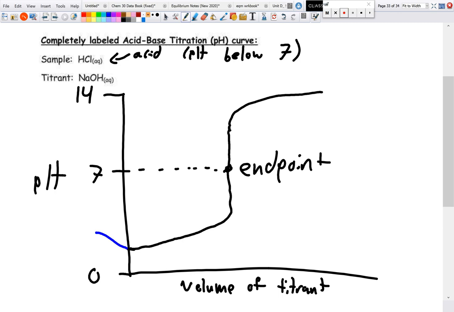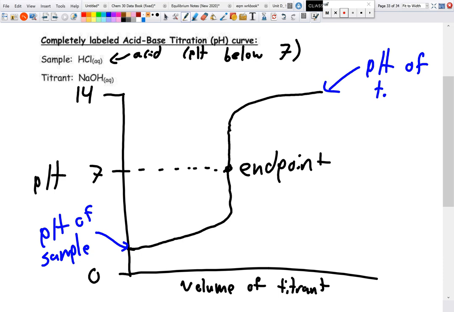The pH of our sample is at the beginning, and of course the pH of titrant is always at the end. And that's all we can really tell from these graphs, is the pH of the sample and the titrant, the equivalence point or the end point. That's right at the end of the reaction. Of course, for these here, it's always at a pH of 7.